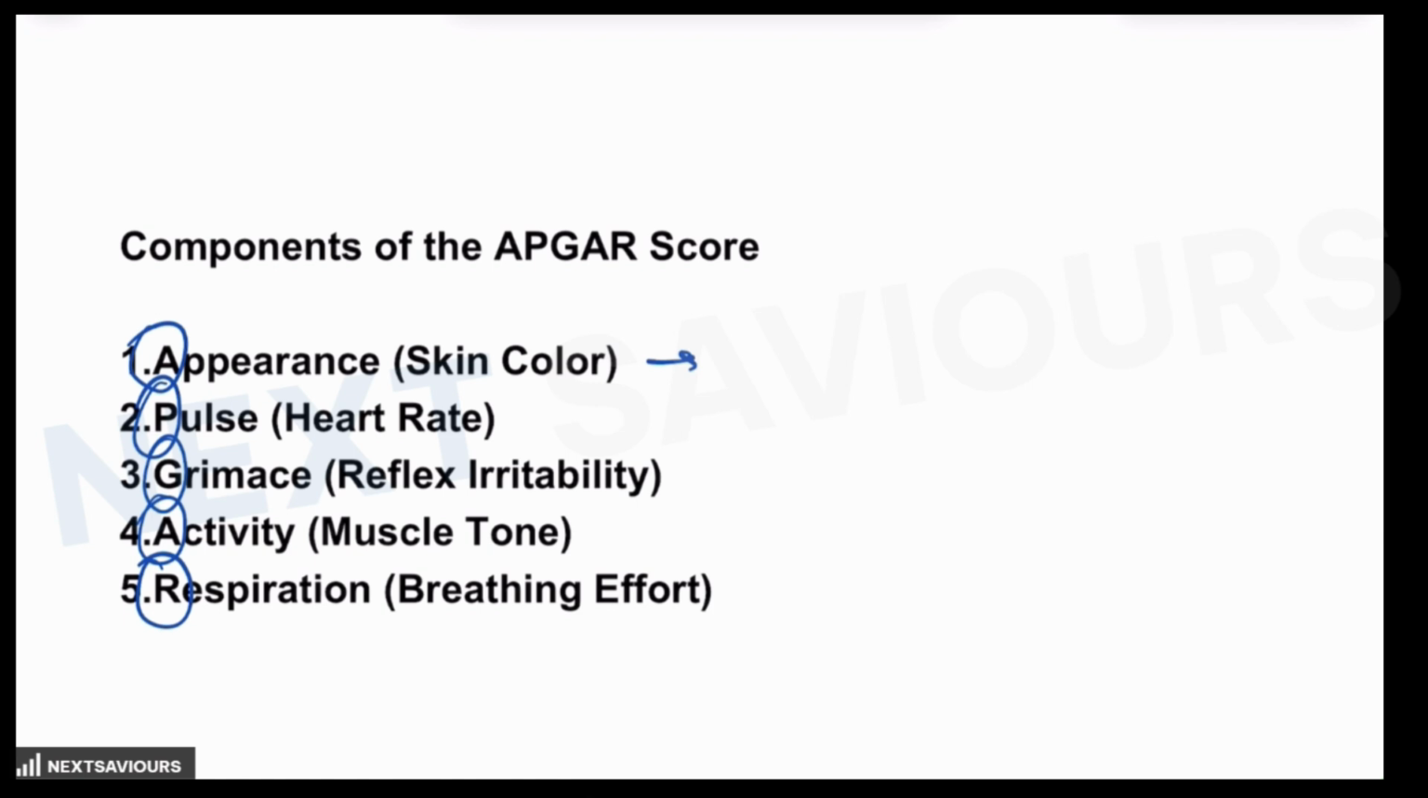In the case of skin, if the entire body is blue or pale, a score of 0 is given. If the entire body is pink but the extremities are blue, a score of 1 is given. And if the entire body is pink, a score of 2 is given. Similarly, in the case of heart rate, if there is no heart rate, score 0. If the heart rate is less than 100, the score is 1. And if the heart rate is more than 100, the score is 2.